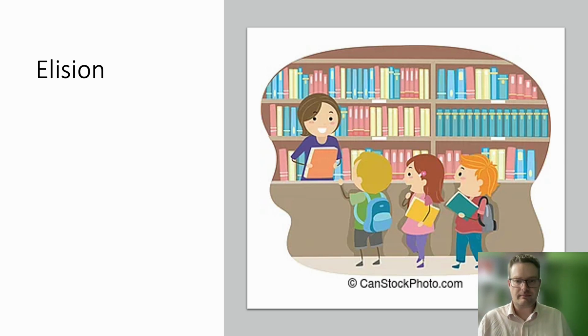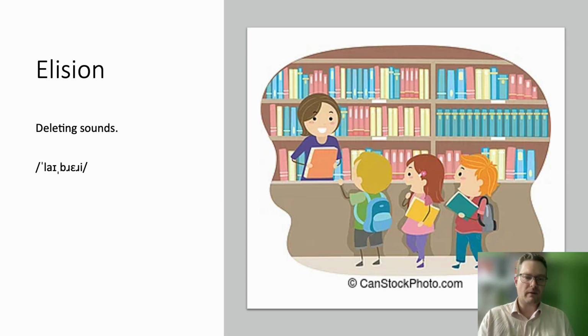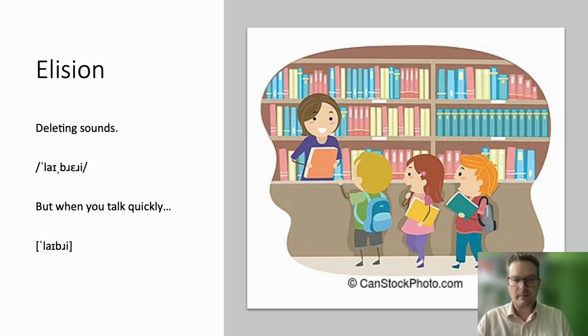The first process we'll look at is called elision. And elision is when you delete a sound. For example, these kids here are borrowing books in the library. At least for me, if someone said, say very carefully, this building where you borrow the books, I would very carefully say library. But if I was talking to someone normally, I'd probably drop out some of that and just say library.